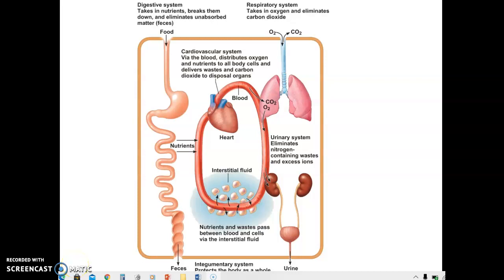McMurray here, and so we're going to start looking at different tissues, and in particular epithelial tissue, or epithelium, as it's called for short. All right, before we do that, first of all, let's talk about your body.